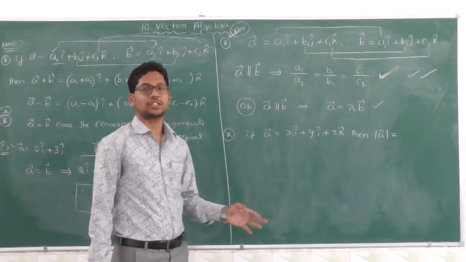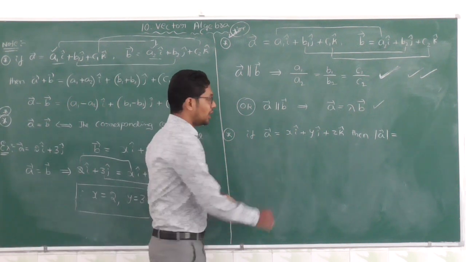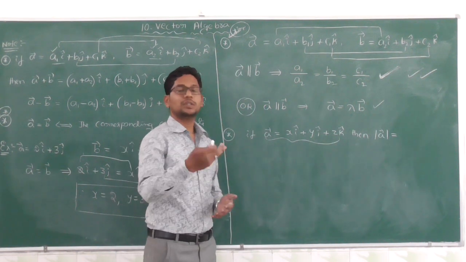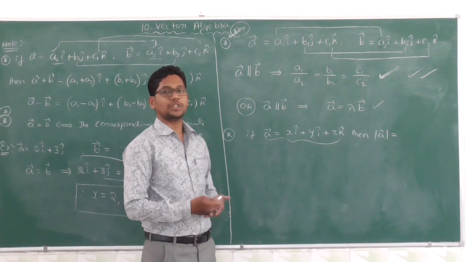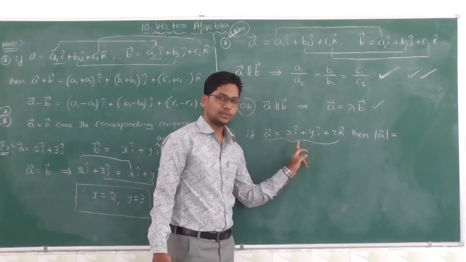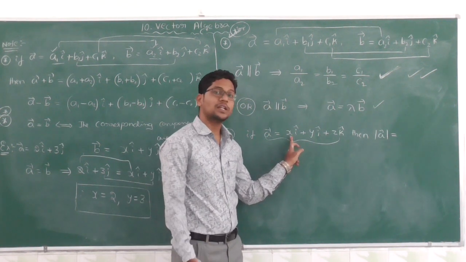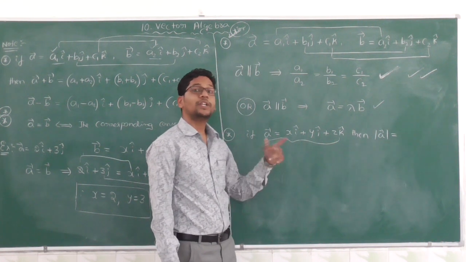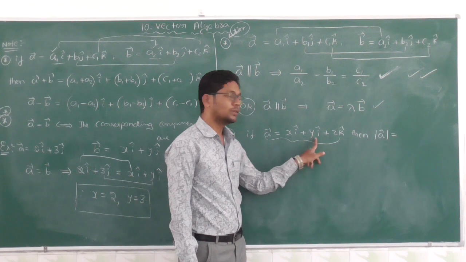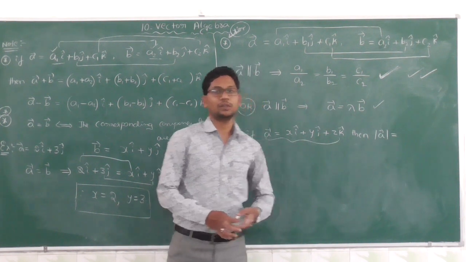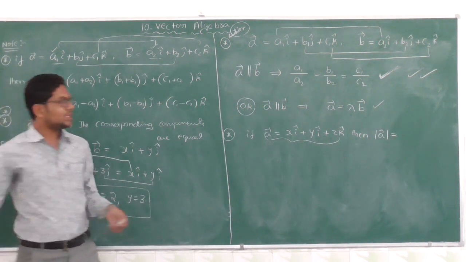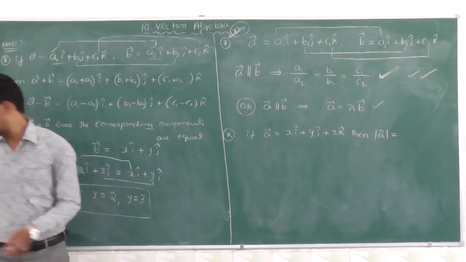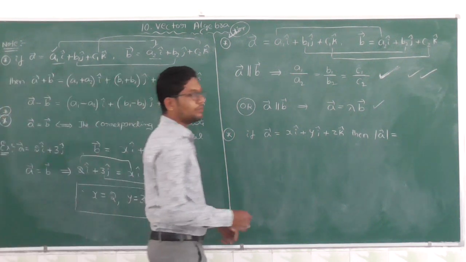You just identify in this vector the scalar components and vector components. Just observe. In this vector, the scalar components are x, y, z. Vector components are xi, yj, zk. Okay. In this vector, how to find the magnitude of A vector?